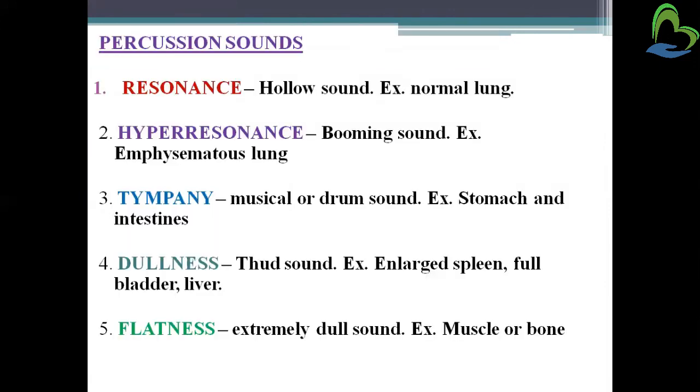So resonance is a hollow lung sound, for example over normal lung. Hyperresonance is a booming sound over emphysematous lung. Tympany is a musical or drum-like sound. You will find it over the stomach and intestine. And the fourth one is dullness, a thud-like sound over an enlarged spleen, full bladder and liver. Then flatness is an extremely dull sound. It is found over muscle or bone.